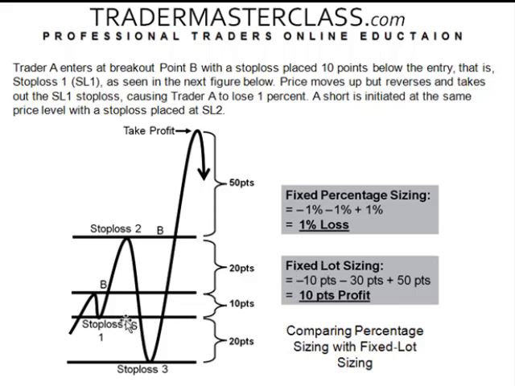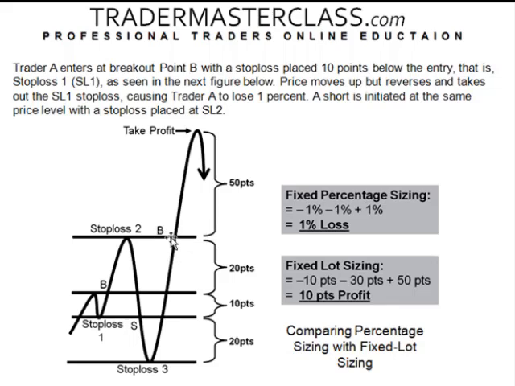Now at this point, trader B reverses into a short trade, and we see prices subsequently falling, making a swing low, rising above and taking out the stop loss for the second trade. In this case, trader B now loses 10 plus 20, 30 points or $30.